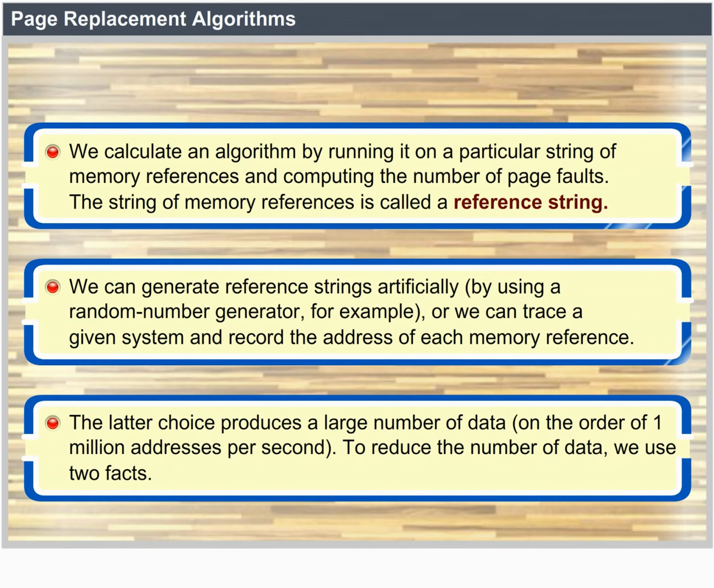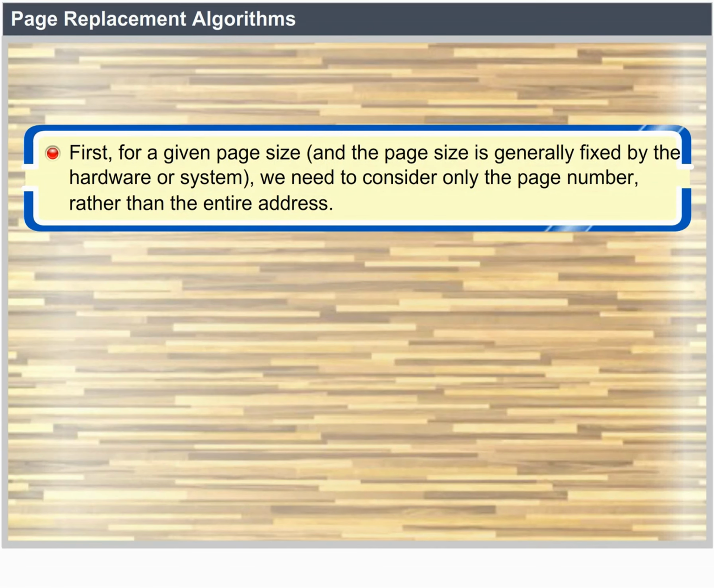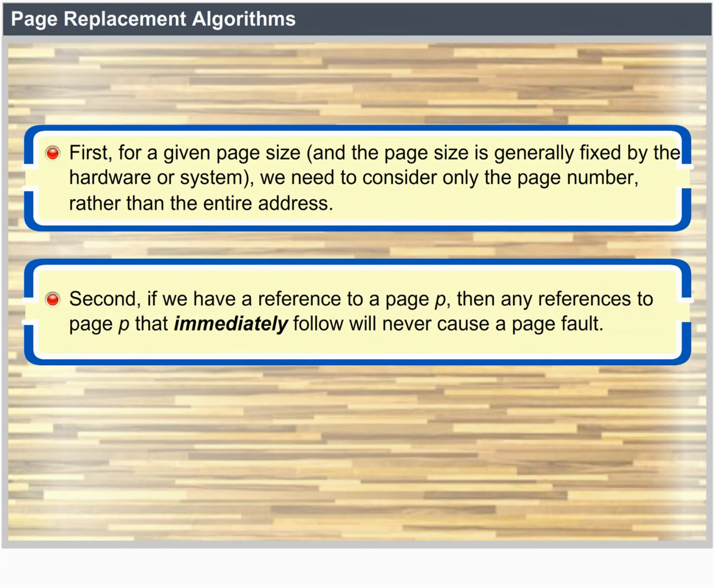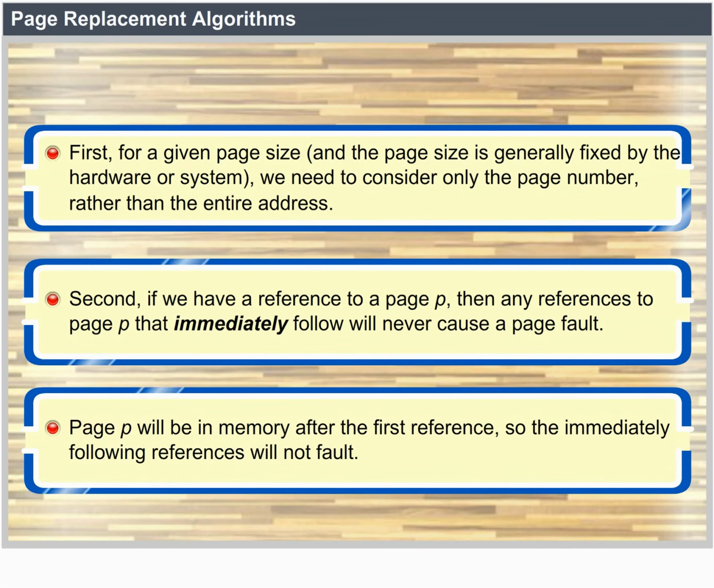To reduce the amount of data, we use two facts. First, for a given page size, and the page size is generally fixed by the hardware or system, we need to consider only the page number rather than the entire address. Second, if we have a reference to a page P, then any references to page P that immediately follow will never cause a page fault. Page P will be in memory after the first reference, so the immediately following references will not fault.